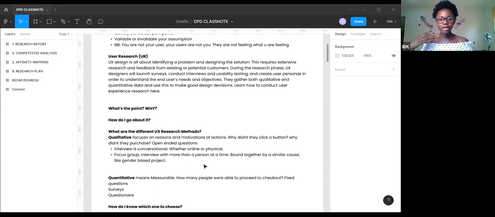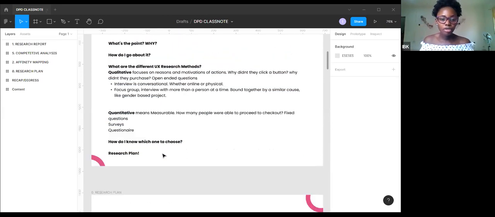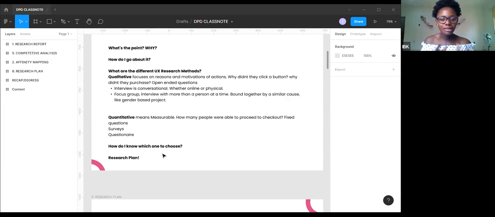In the example I gave about the gender problem that you're trying to solve, these people are all ladies. Probably they are all between the ages of 15 and 22. They are just bound together, there's just similarity between them. So that's a focus group, and that is qualitative research. Also, we have quantitative. When we are talking about quantitative, we are focused on a large number of data.